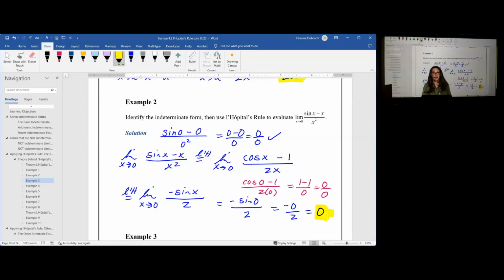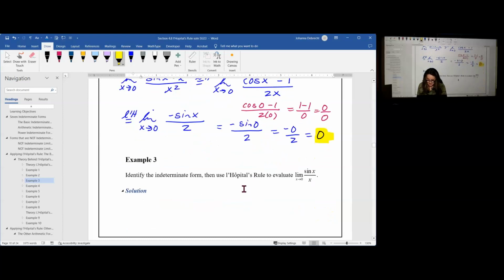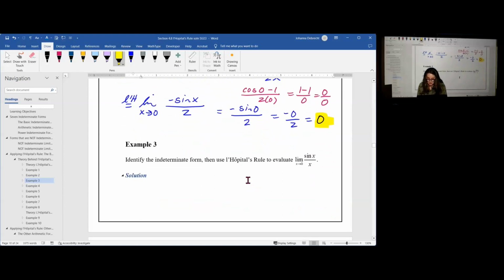And that's the value. Let's now take a look at example 3. In example 3, you're evaluating the limit as x approaches 0 of sine x over x. Sine of 0 is 0, and that would give you 0 over 0 when you substitute 0 in place of x. You're going to use L'Hopital's rule to solve this one. Go ahead and pause the video, then turn it back on when you've completed the problem.